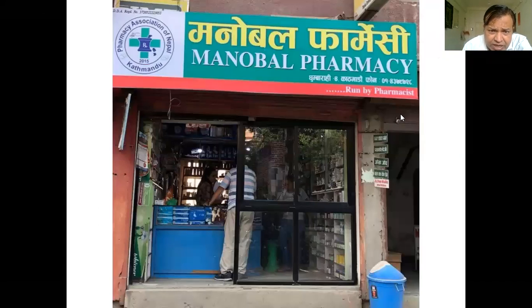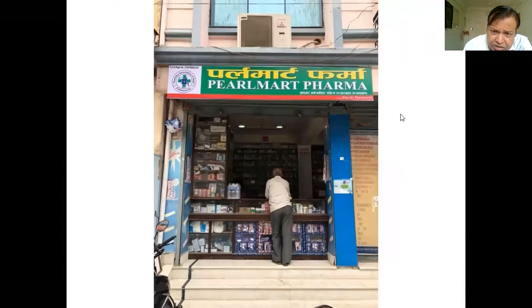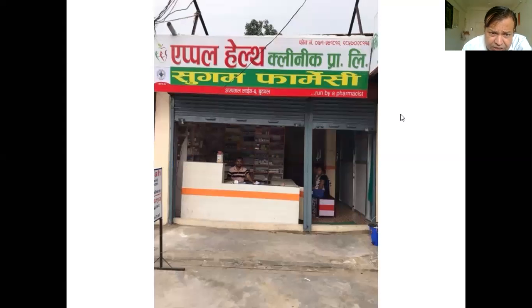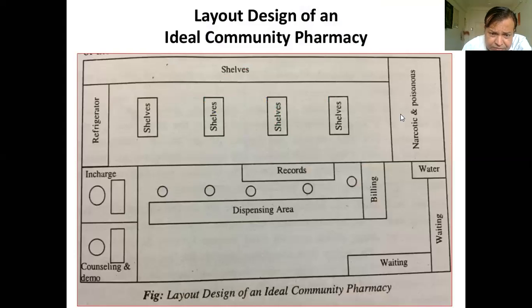This is a simple example of a community pharmacy. You can make a specified area for that particular drug. This is another example of community pharmacy. Picture is there. Now this is one more picture of a community pharmacy or pharmacy shop. This is another. This is the common layout of a community pharmacy.